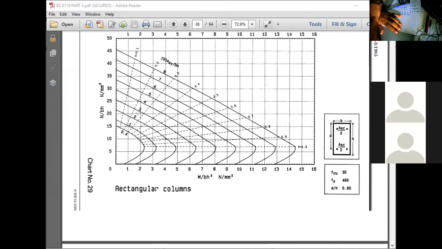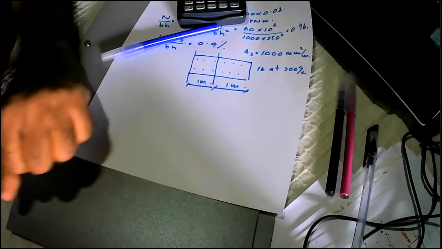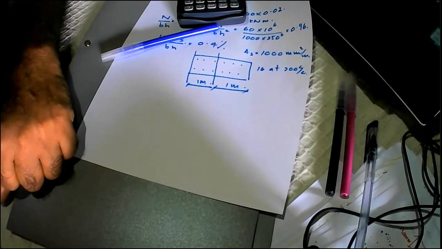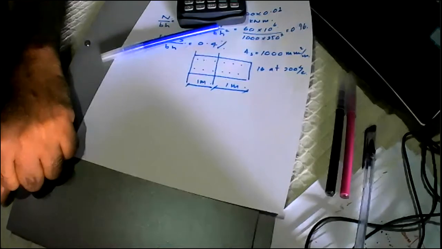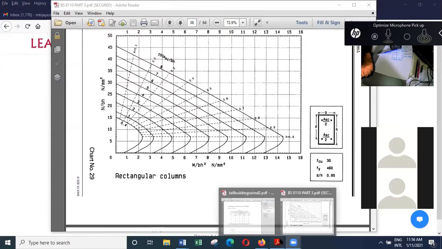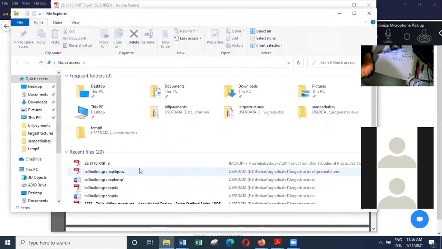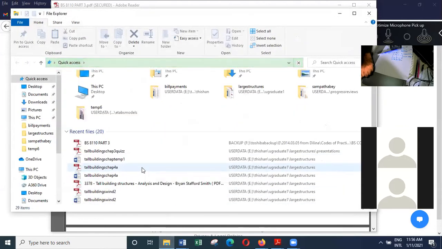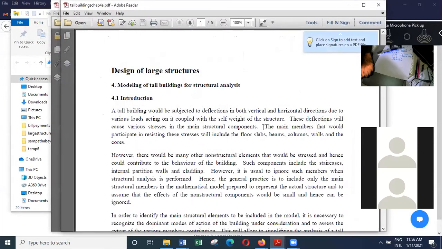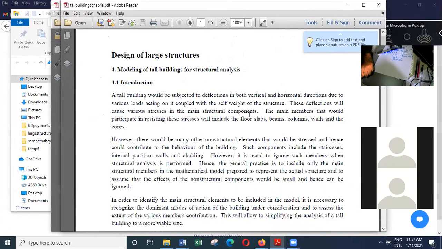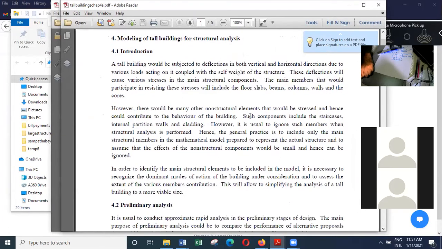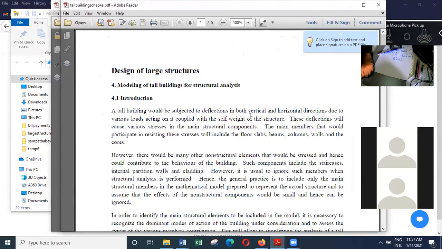Okay, then I'll share this. Can you see this on design modeling of tall buildings for structural analysis? Yes, sir. Okay, good.